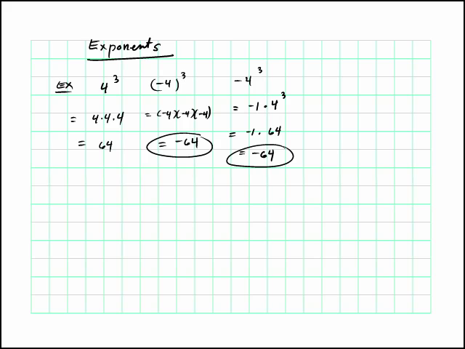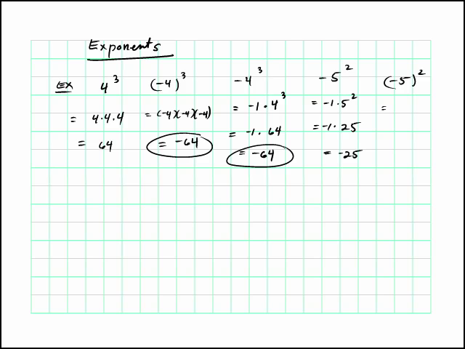Take, for instance, these two examples. On the first one, the negative 5 squared, no parentheses, actually means negative 1 times 5 squared. The only thing being squared there is the 5. The negative 1 is not being squared. So this is a negative 1 times 25. That's a negative 25.